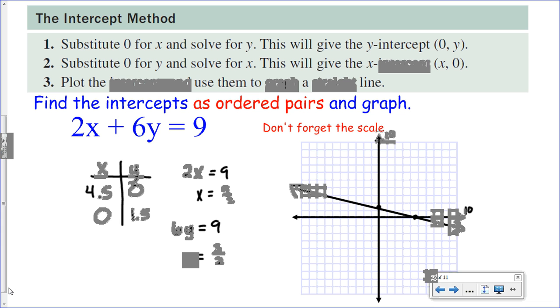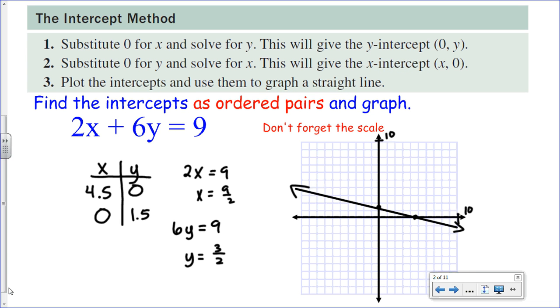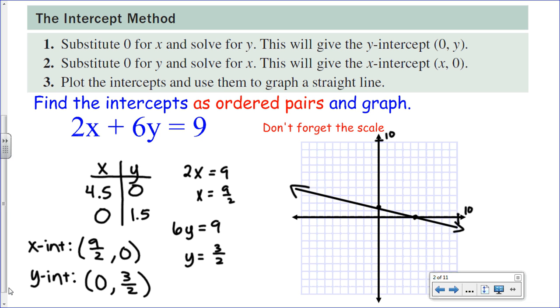So we want to plug in 0 for y to get our x-intercept, plug in 0 for x to get our y-intercept, and we want to make sure we write those as ordered pairs. So x and y-intercepts are points, so they should be written as ordered pairs. And I'm going to keep them as fractions here. Okay, so we already had that from yesterday. Plot those points, connect them, and align. Okay? Okay, so let's keep going.